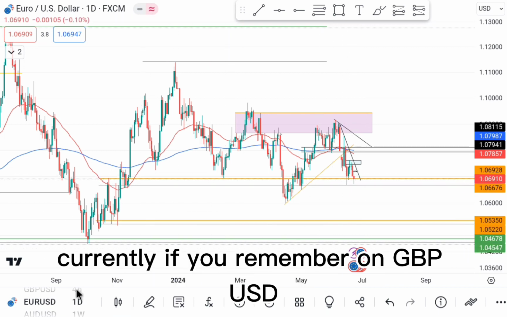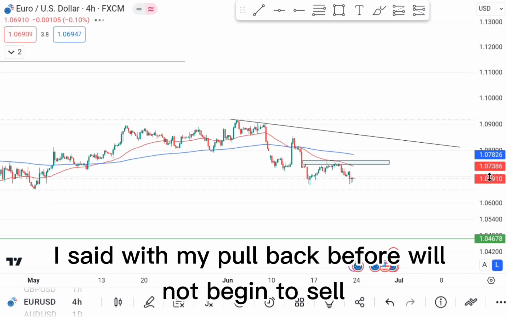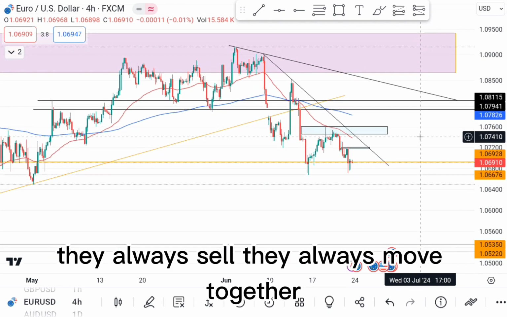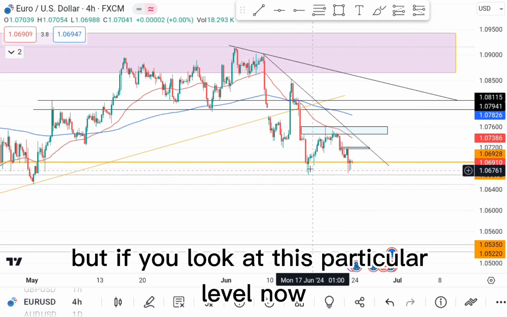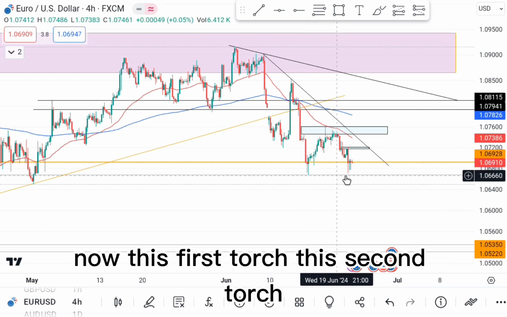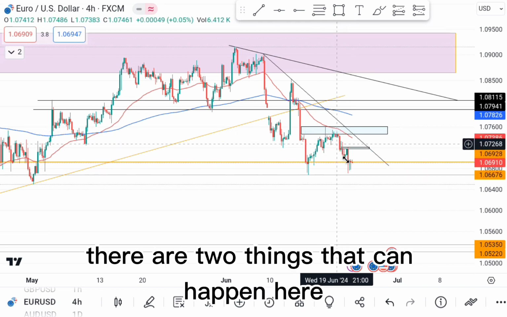If you remember on GBPUSD, I said we might pull back before we begin to sell. And if you remember, GBPUSD and EURUSD always move together. They are correlated pairs. But if you look at this particular level now, something is going on here. You can see that we are having a double touch from here. This is the first touch, this is the second touch. There are two things that can happen here now.